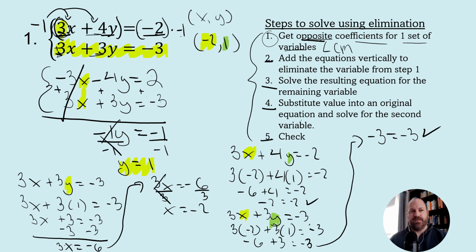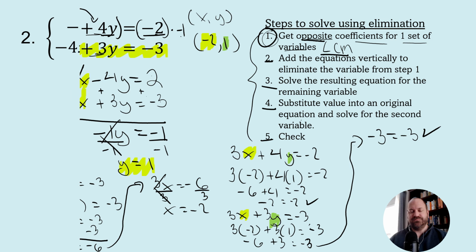Okay? All right, so in this system, we went through that first step in particular, where we got opposite coefficients for one set of variables, and we did that by multiplying that top equation by -1. I could have also multiplied the bottom equation by -1 to get opposite coefficients. In the next system of equations, I'm going to show you how to get the least common multiple if these values, 3 and 3 here, are not the same. All right, let's get into example number 2.